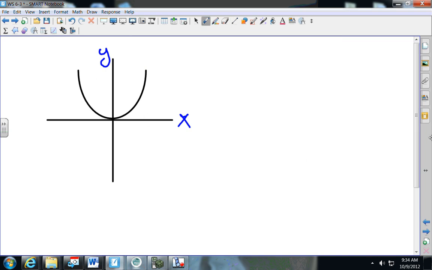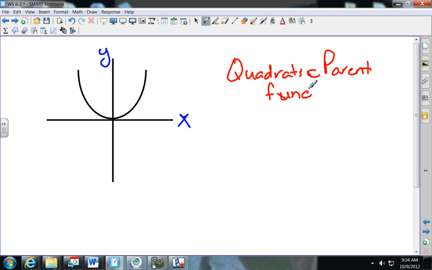In this parabola right here, this is the quadratic parent function. Write that down. Quadratic parent function. On the blank. Oh, is there not any room on the back? Let me see on the paper. Yeah, there's a little bit of room on the back on the bottom, so go ahead and write that down there.